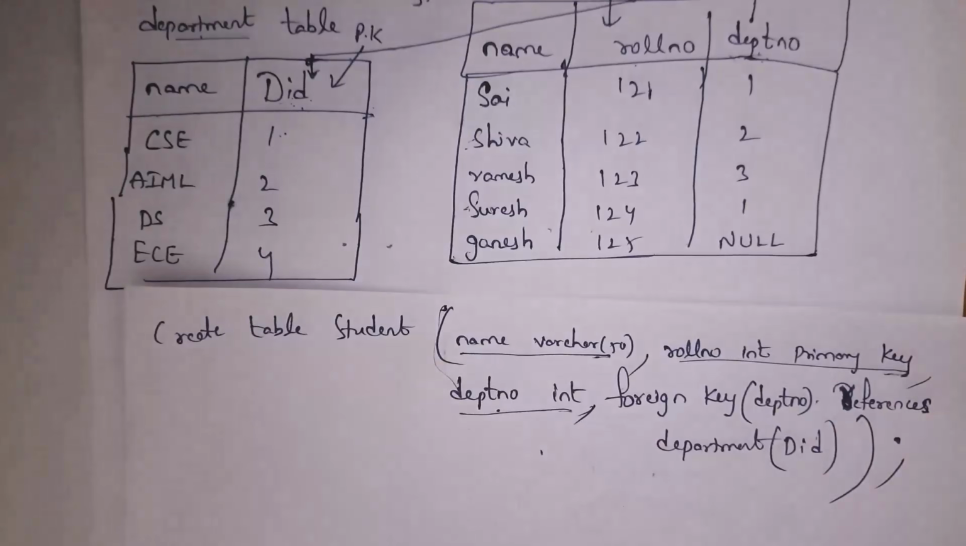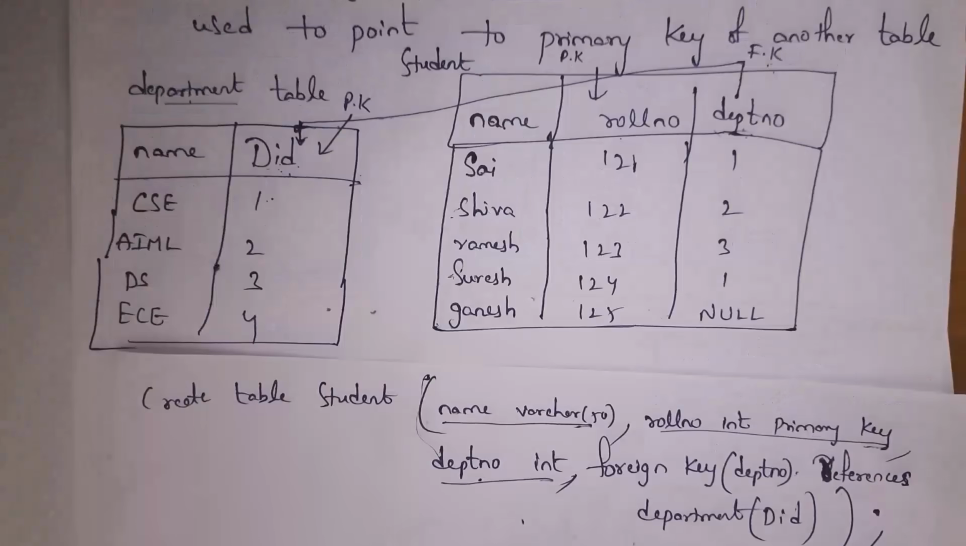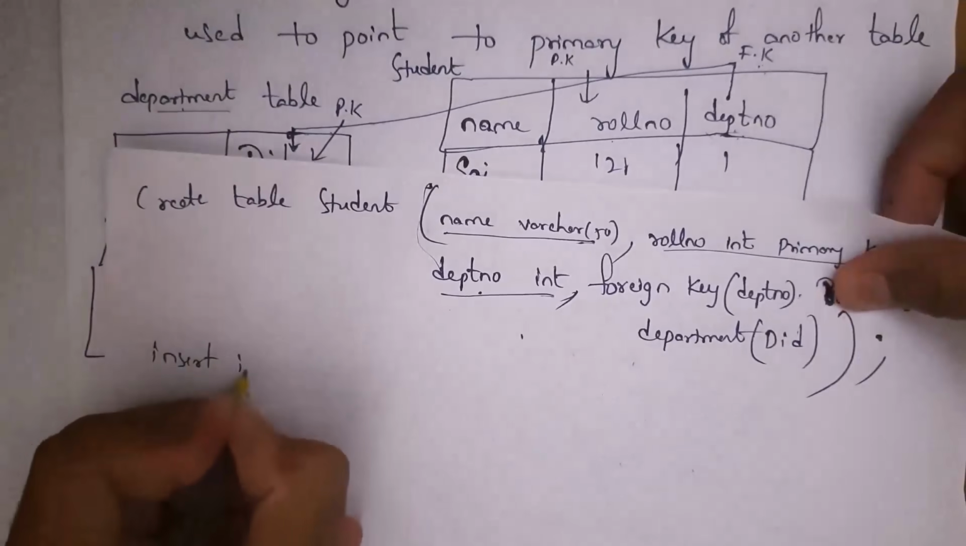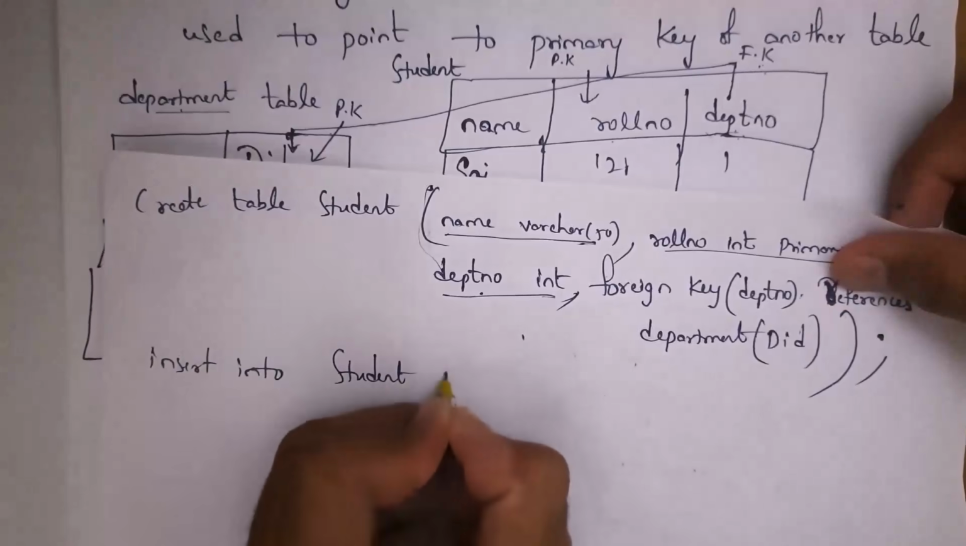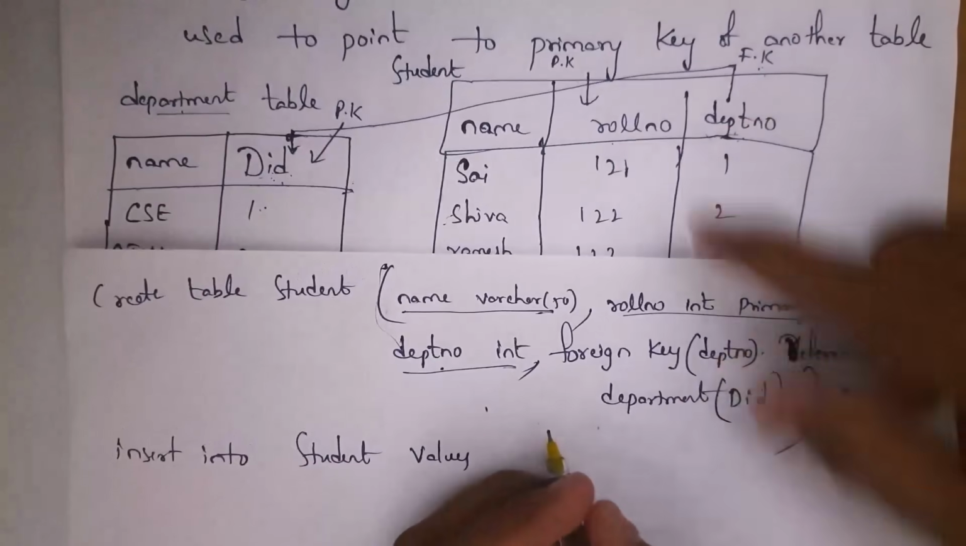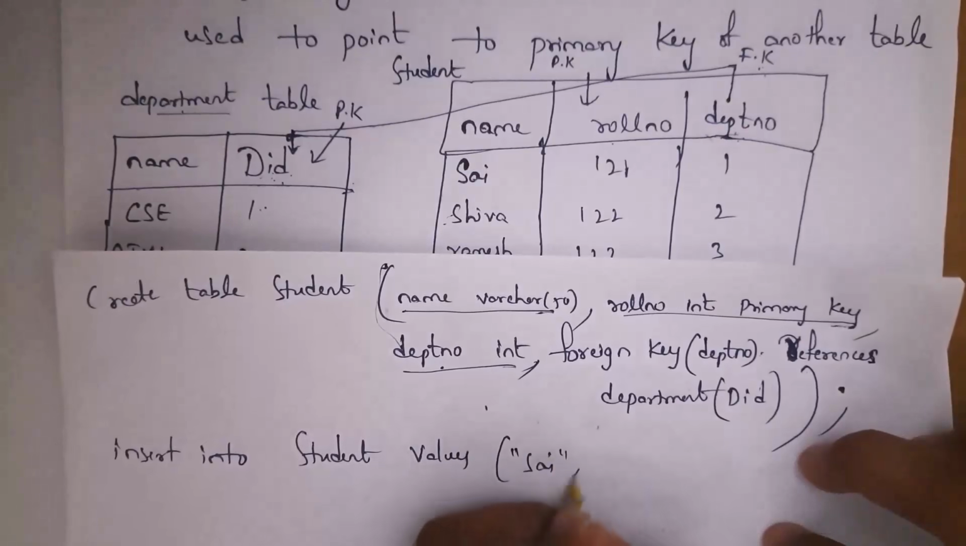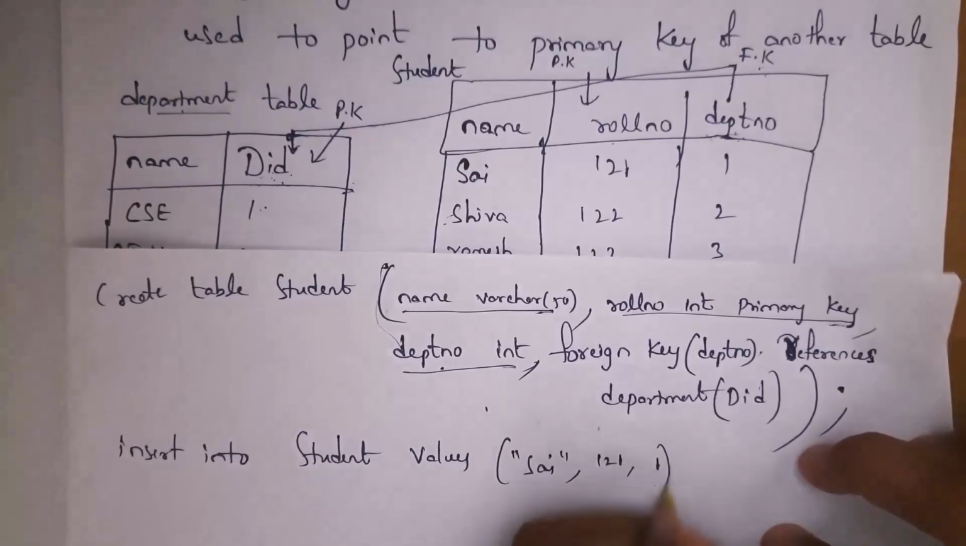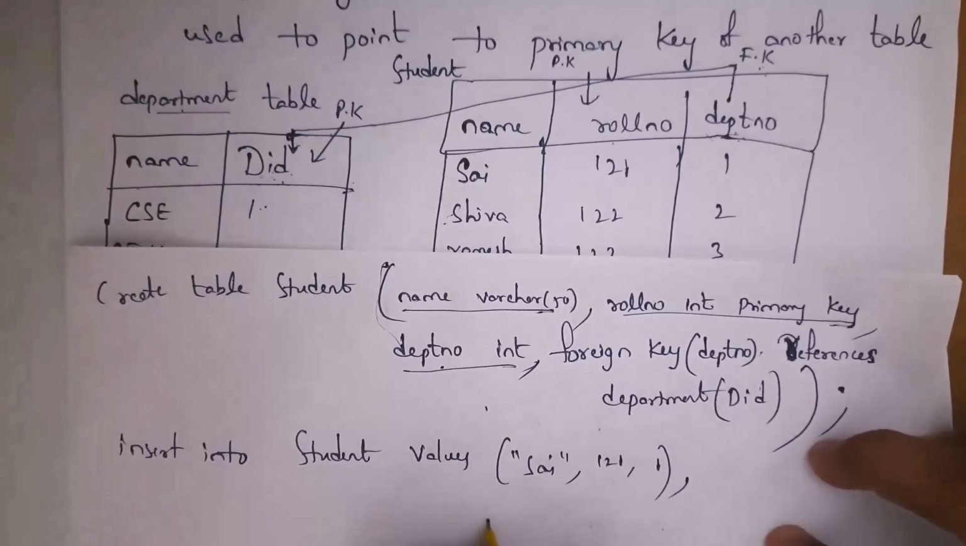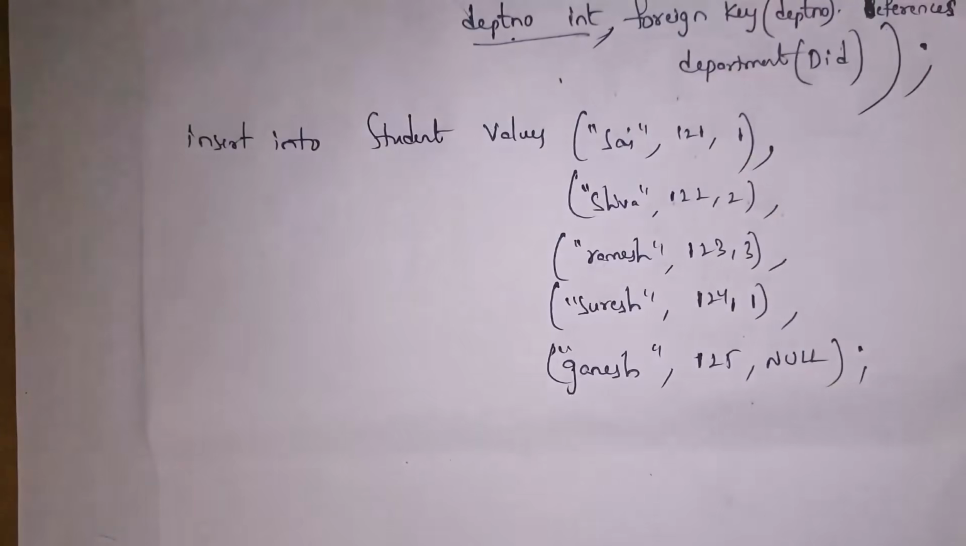Whenever you run this code, it will create the student table. Now I want to insert values. So write here insert into table name, that is student, values. The first value is Sai, 121 and 1. So write Sai in quotations, comma 121, comma 1, and close the bracket. These are the values that I want to insert.